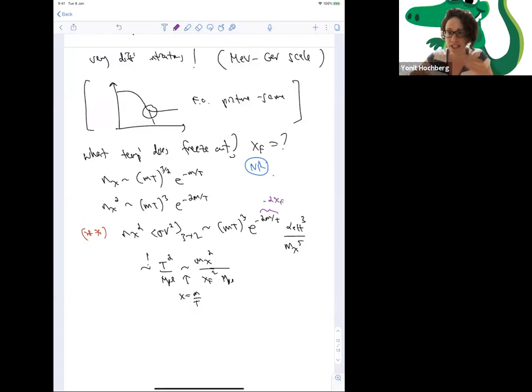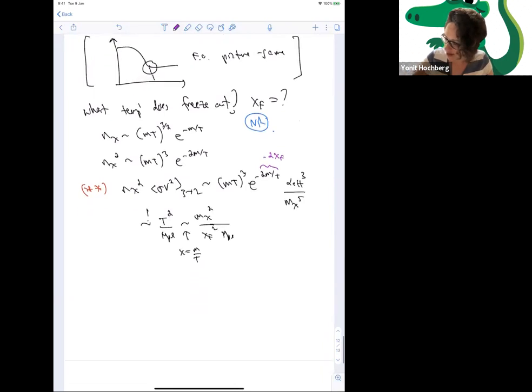What this means at the end of the day is that when you solve for x, you get that x freeze out goes like, I don't know, minus a half logarithm of all these parameters. You can work out the exact form of it, but this always stays in the ballpark of 20. If I was going to take a WIMP, I'd have only one factor of n. My cross section would scale differently, but it doesn't make a difference, because the fact that it's freezing out non-relativistically is going to give me an exponential.